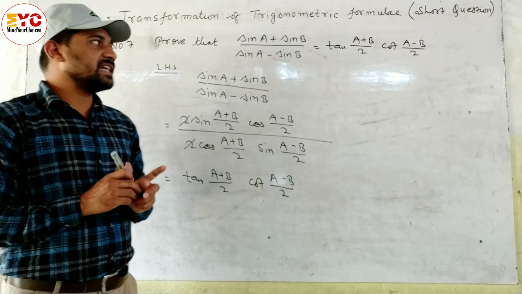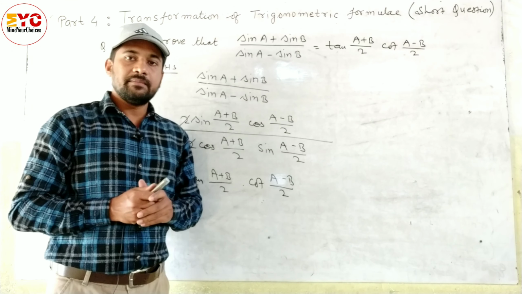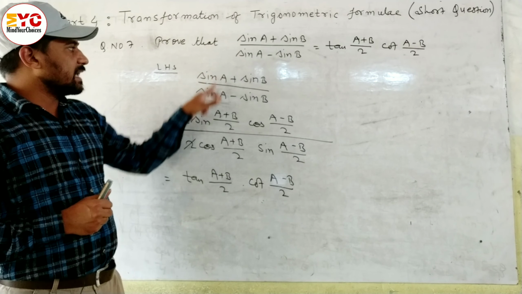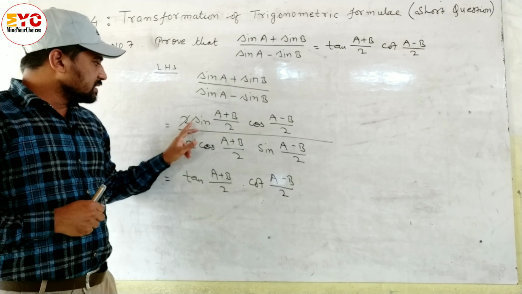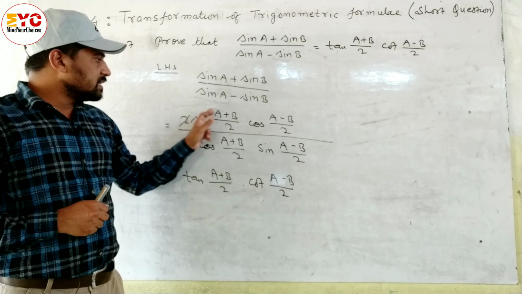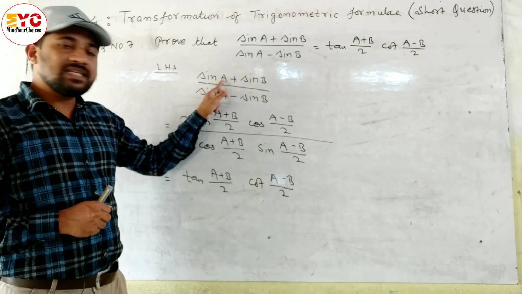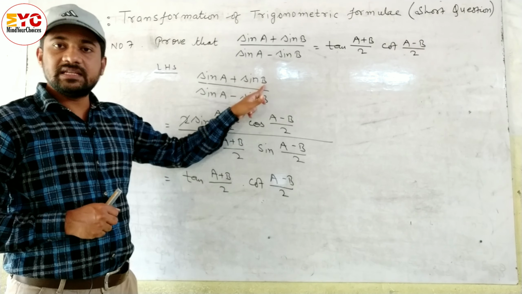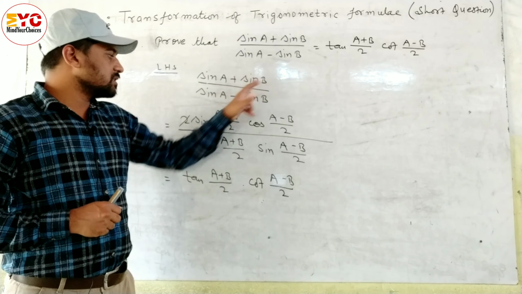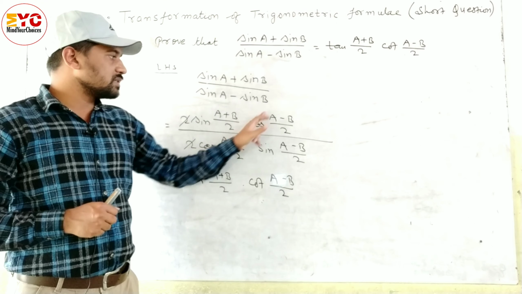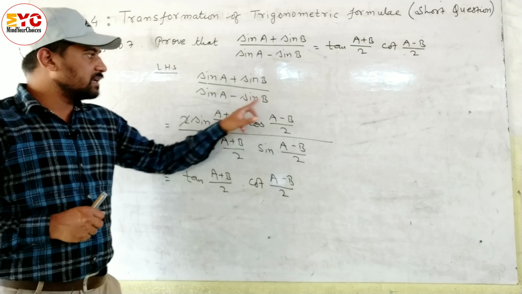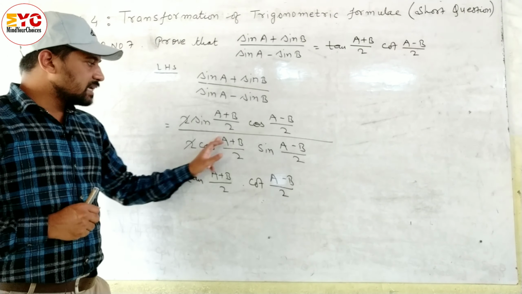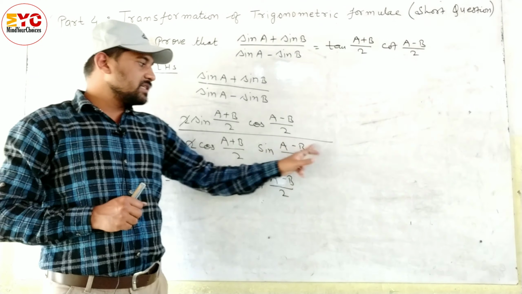So we have to prove tan A plus B by 2 cot A minus B by 2. It's very easy. Just take LHS, sine A plus sine B, in the form of sine C plus sine D. The formula is 2 sine C plus D by 2. In the place of C here is A, in the place of D here is B. So sine A plus sine B is 2 sine A plus B by 2 cos A minus B by 2. Similarly, this is in the form of sine A minus sine B, and the formula is 2 cos A plus B by 2 sine A minus B by 2.